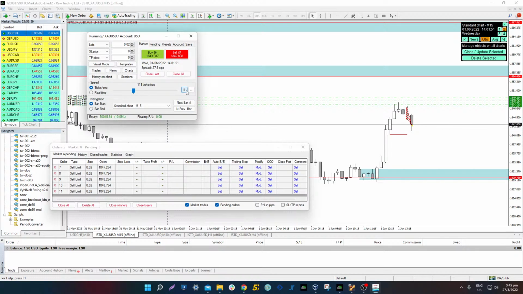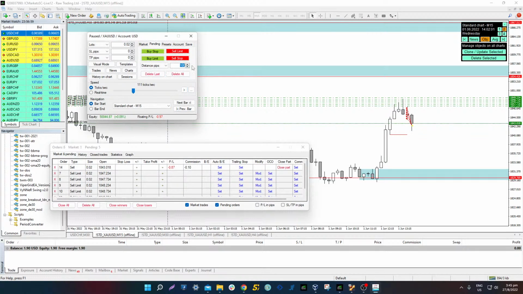Now price is making a pullback, so I would like to sell again. I'll sell, and then I'll do a sell limit again. 50, 100, 150, 200, 250, 300, 350.